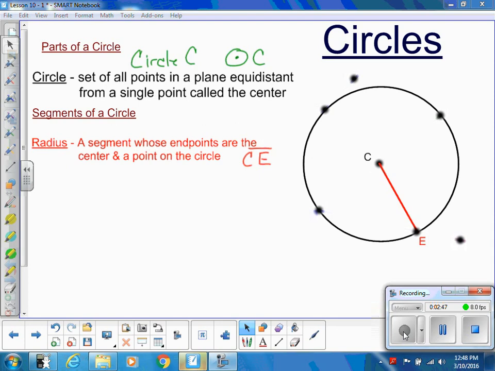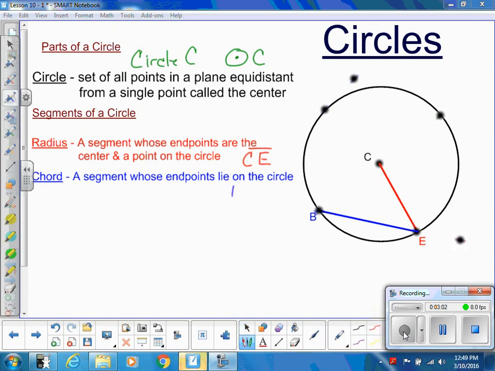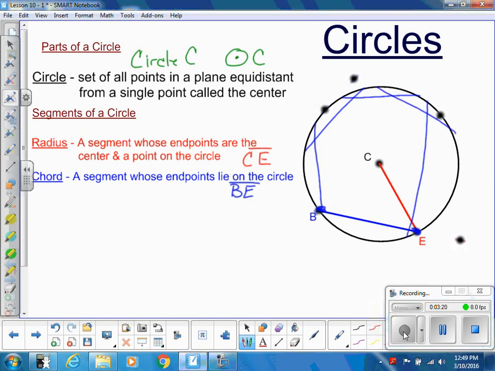Now, if I take that radius and extend it, we'll come back to that. The next bigger segment in a circle we call a chord. A chord is any segment whose endpoints lie on the circle. For example, here I have segment B. Both of these endpoints lie on the circle. And again, just like the radius, there's an infinite amount of chords in a circle, as long as both endpoints are lying on the circle.